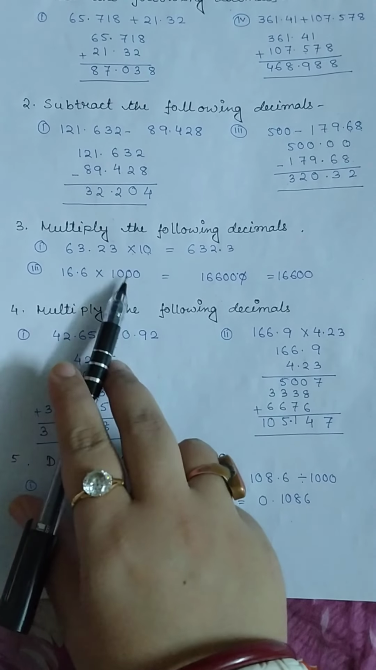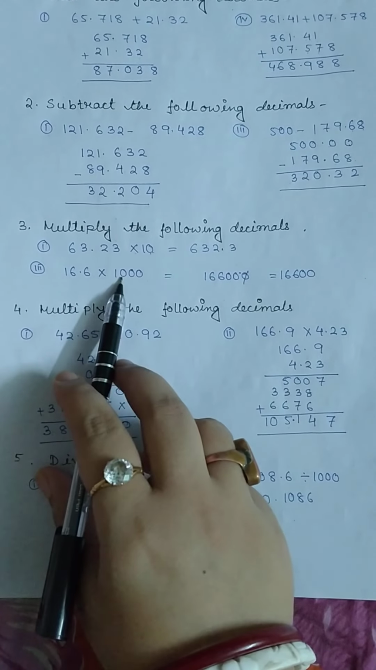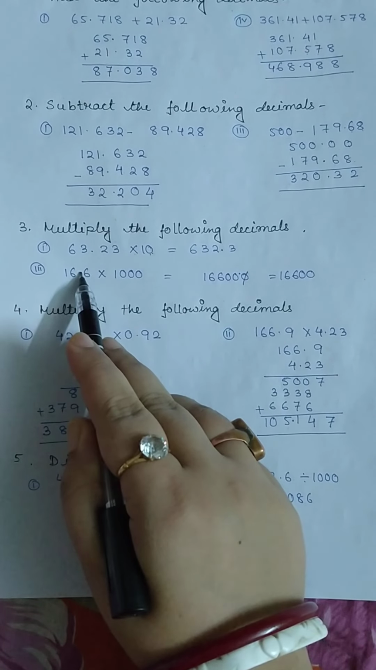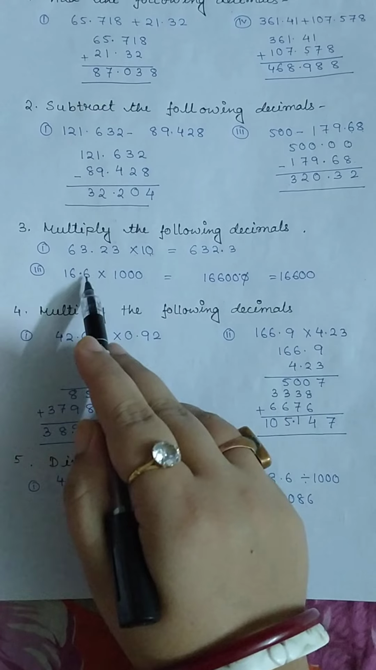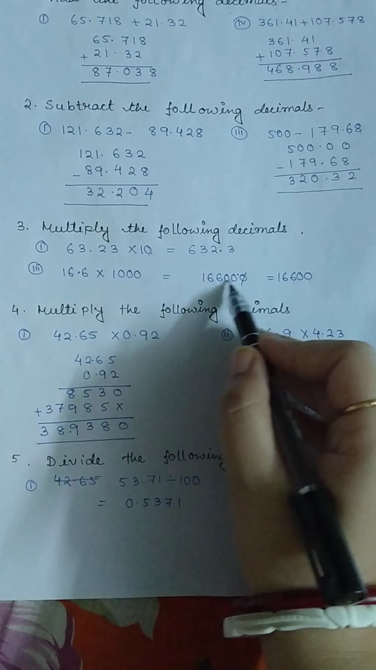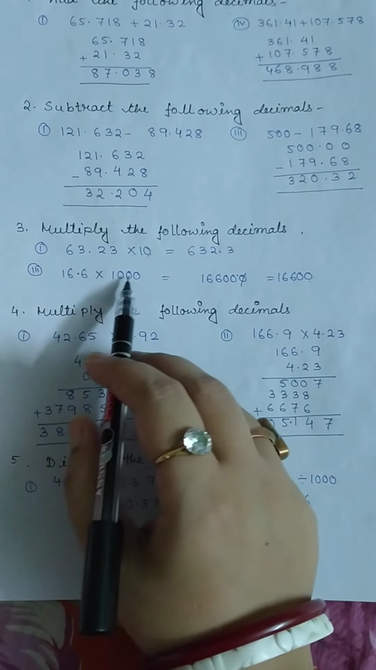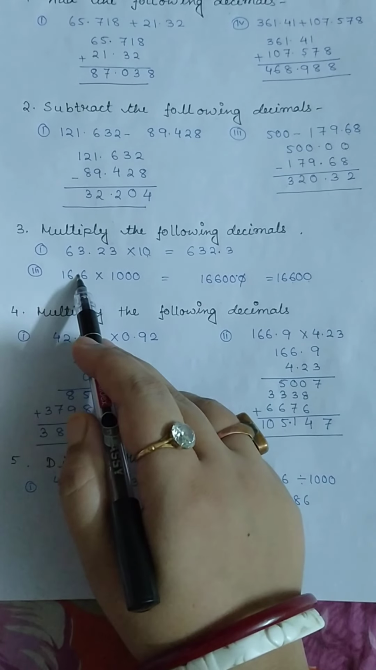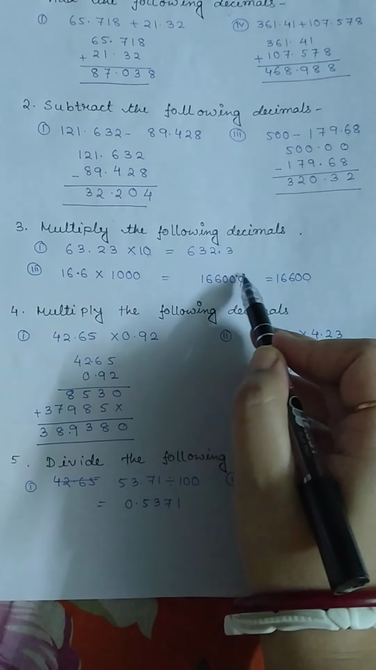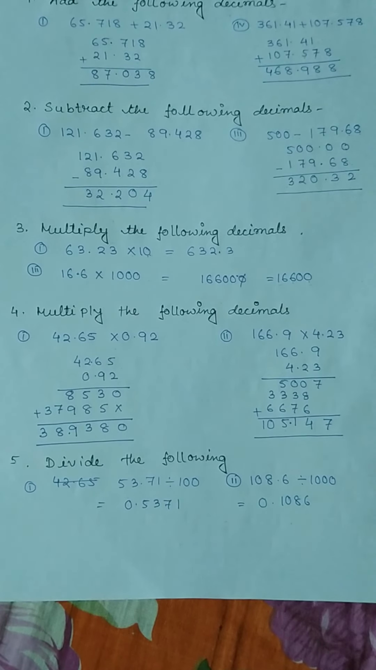See, it is 1000. So how many 0s are there? 3 0s are there. Okay, 16.6 into 1000. So write this number and the decimal point will be shifted right side 3 digits. As there is only one digit, take 2 zeros. So after here I have taken all the zeros, and then after 3 digits I have taken the decimal point. So 1 2 3. After this I have taken the 0. Now this 0 is useless, so cut it. This is the answer.